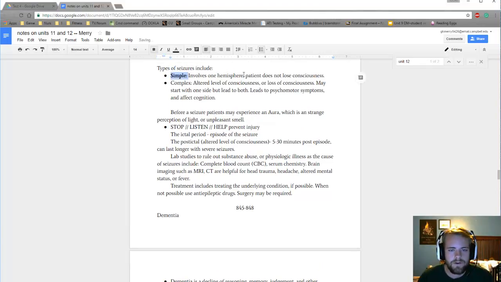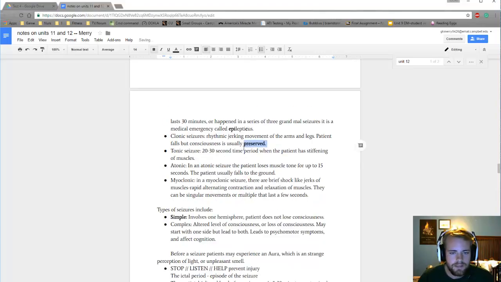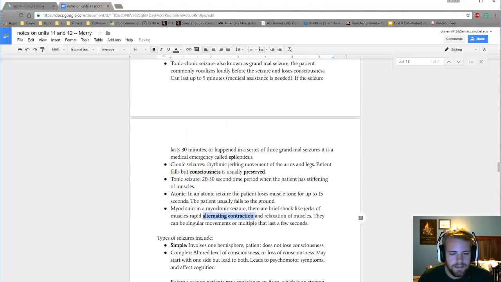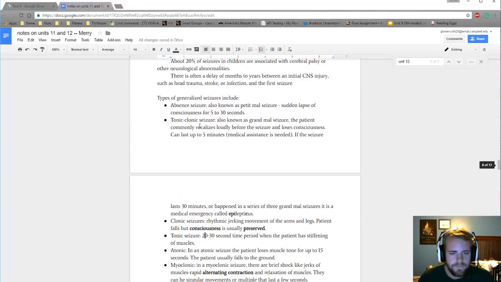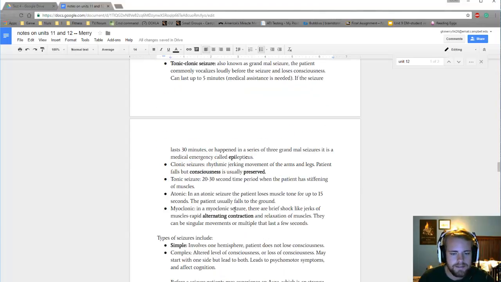And simple involves one hemisphere and the patient does not lose consciousness. So let's see really quick which are simple. So a clonic seizure would be simple. A myoclonic may be complex. A tonic-clonic seizure is definitely complex, and an absence seizure is also complex. So I guess the main one that wouldn't be complex would be just a singular clonic seizure.